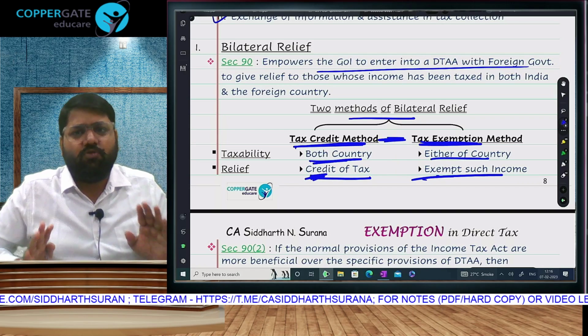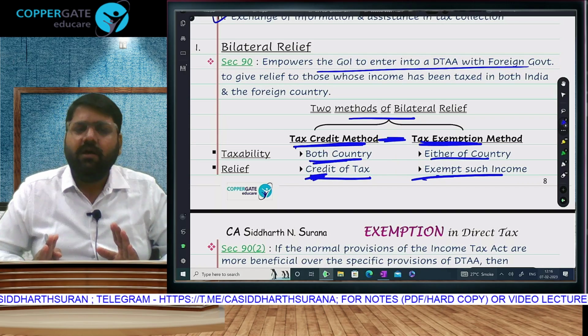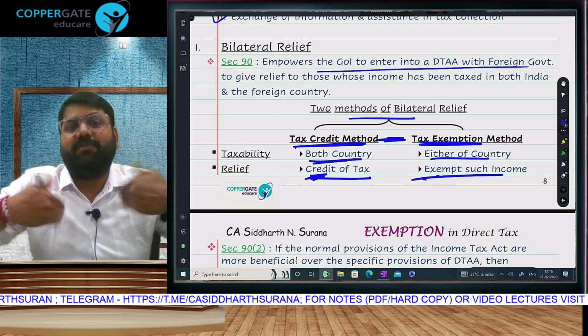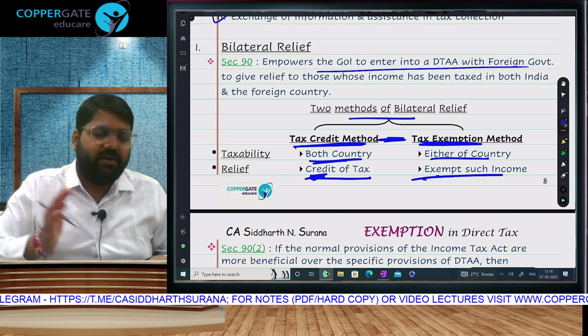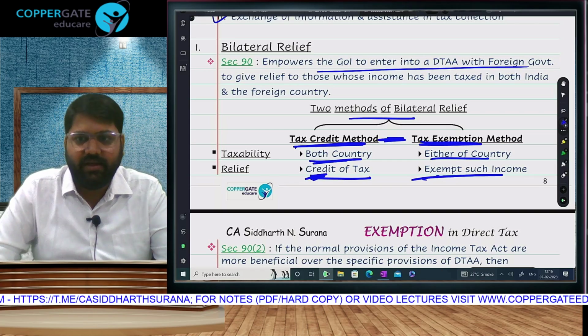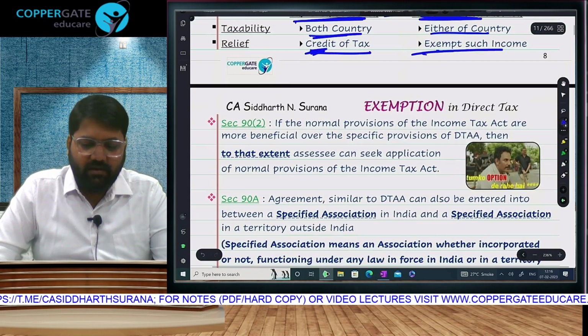But globally, there are two methods, the credit method and the exemption method. Under the credit method, both will take, but one of them will give you credit for what you pay in the other country. And under the exemption method, one country will take tax, the other country will forego the entire tax liability.